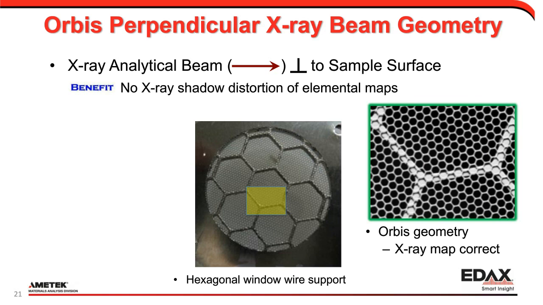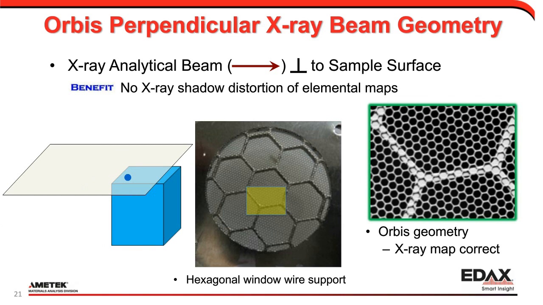Why is that? Because here's again our same cartoon. The Orbis system is targeting in the camera position that blue spot, and the X-ray beam, because it's perpendicular, because it's coaxial with the Orbis video, we are indeed measuring at that blue spot. So we get a true image.